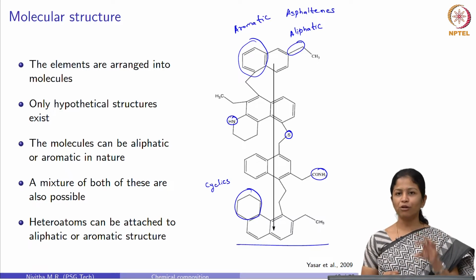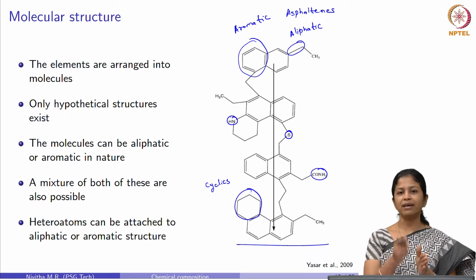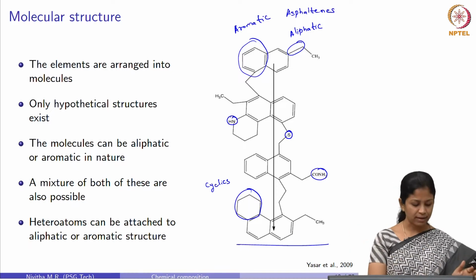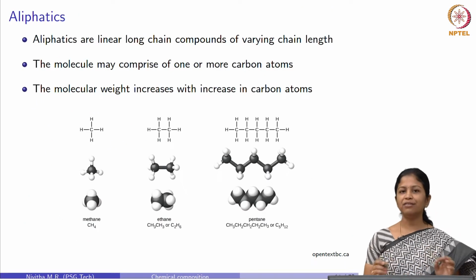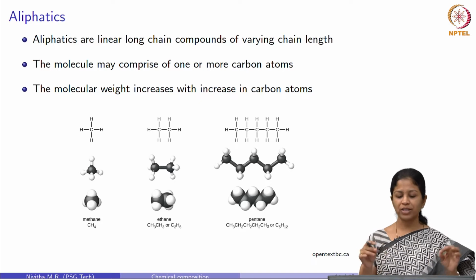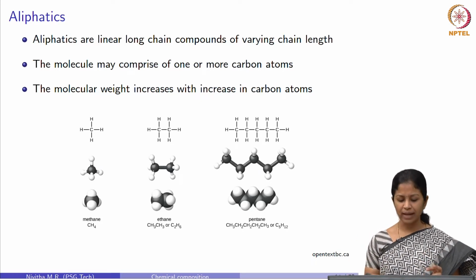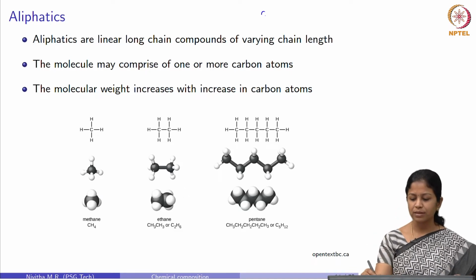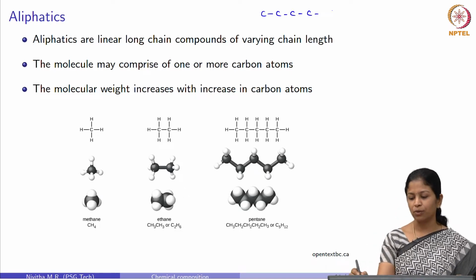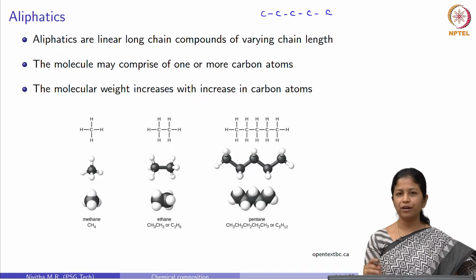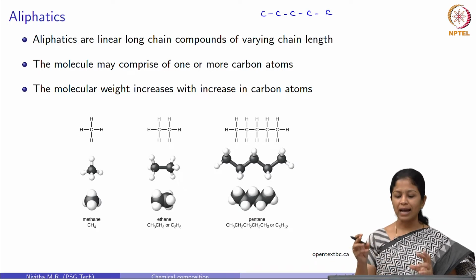So, let us now have a closer look at what these aliphatics, aromatics and cyclics are. These aliphatics are linear long chain compounds. They have different chain lengths. So, what do I mean by linear? We have carbon atoms attached in a row. They are present in a linear form. So, those are called aliphatics.